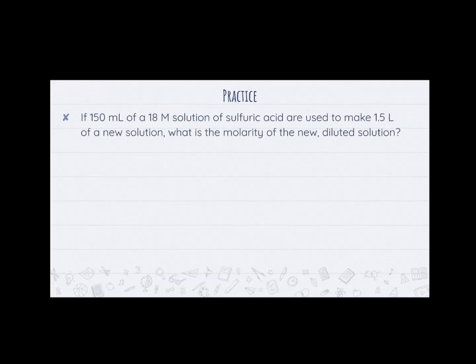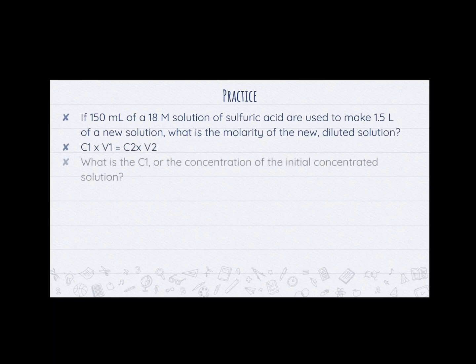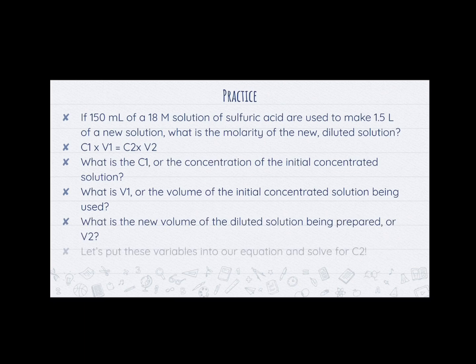So let's practice this. If I have 150 milliliters of 18 molar solution of sulfuric acid used to make 1.5 liters of a new solution, what's the molarity of the new diluted solution? So we're going to use this formula. We need to know C1, V1, C2, and V2. We're solving for C2. So all I really need to do is plug in numbers.